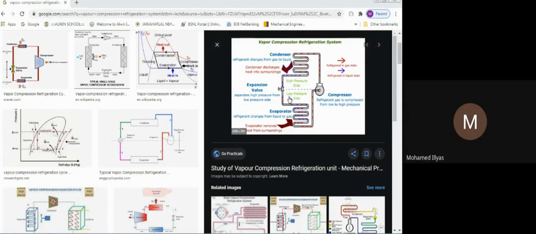So there will be a huge pressure drop here. But actually, what should happen? Pressure has to increase further, but this will not take place. Because of the drop in pressure only, temperature is dropping, and we are getting a cooling effect. That is the refrigerating effect. This is practically happening in all refrigerators. We are achieving the cooling effect here.